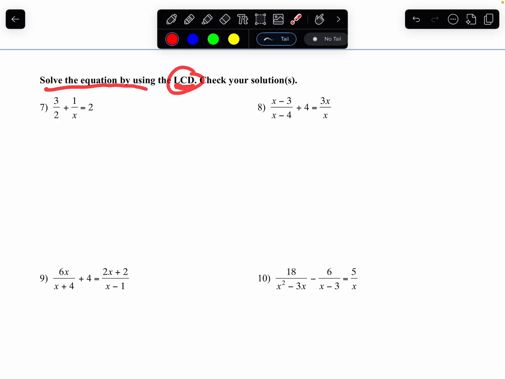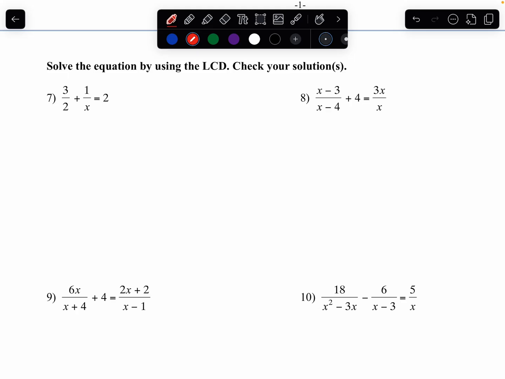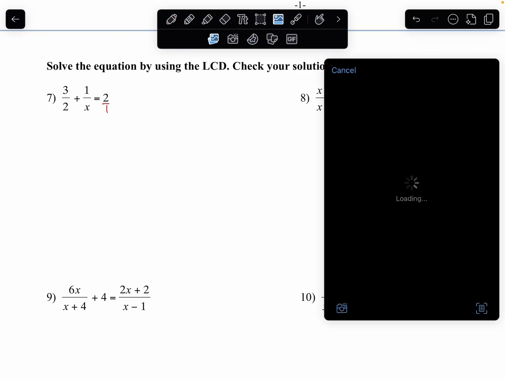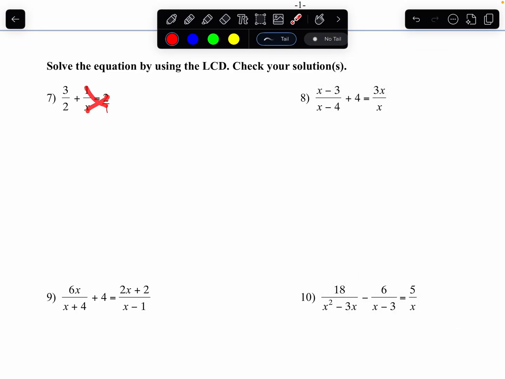Okay, now onto this side right here, where we're going to solve each equation by using the lowest common denominator. The lowest common denominator is pretty much the smallest product of all the denominators. You can't do a cross multiplication here. Say that this is 2 over 1. You can't do a cross multiplication here because we have a third term out here.